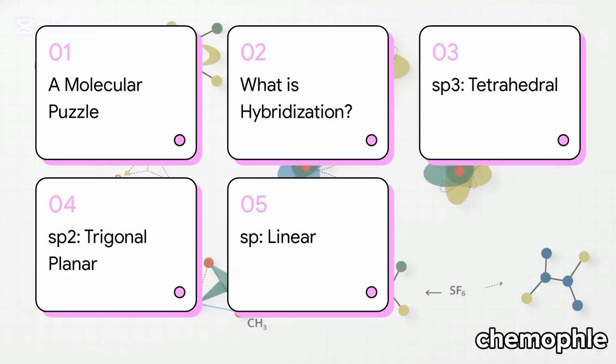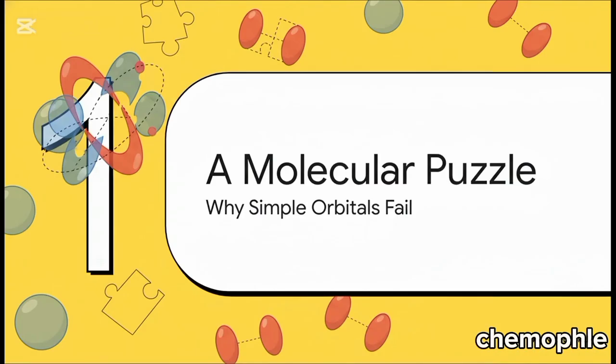So here's our game plan. We're going to start by really digging into that bonding puzzle. Then we'll figure out what hybridization even is, and after that, we'll break down the 3 big types for carbon, sp3, sp2, and sp, and see how each one cooks up a completely unique and totally predictable shape. All right, let's get to the heart of it.